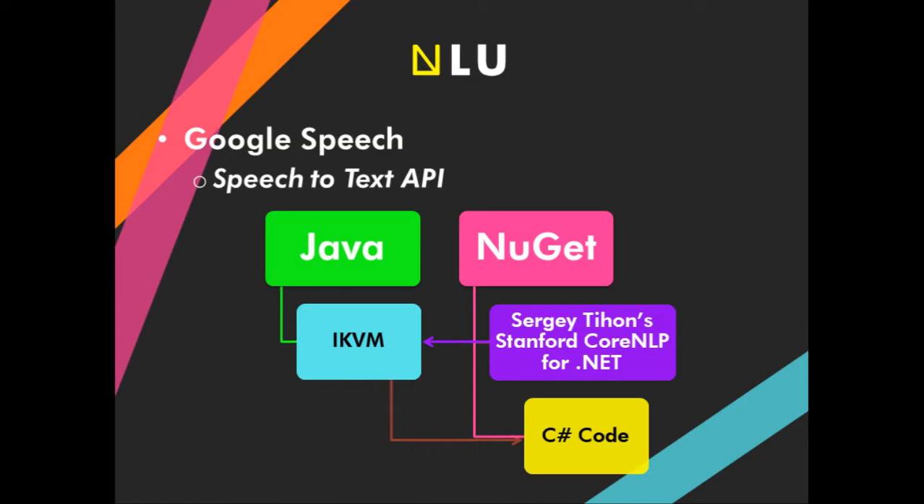However, Unity 3D runs on C#, so we needed a way to make Java and C# code interact. Now, luckily for us, someone had already developed a tool for this. Sergey Tihon made a .NET port of Stanford CoreNLP. Now, as far as I understand, it works by communicating with IKVM, a .NET and Mono implementation of Java, which in turn interacts directly with Unity's C# code.